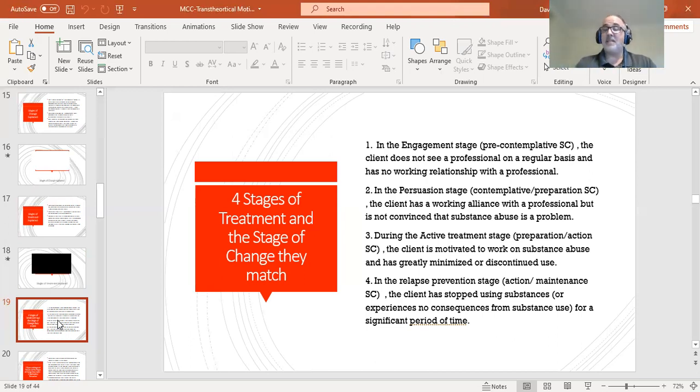In the persuasion stage, contemplative or preparation stage, the client has a working alliance with a professional, but is not convinced that substance abuse is a problem. So we're talking about, at CASA specifically or anywhere, intensive outpatient, stabilization, maybe ERS is still persuasion. A lot of times ERS is still persuasion stage. I think I'll go a little further into it. The difference between stabilization and ERS would be basically the severity of use and how much harm it's going to cause.